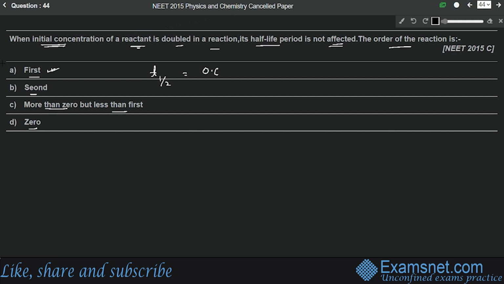to 0.693 upon K. That means the half life does not depend on the initial concentration. Half life is independent of the initial concentration of the reactant. Therefore, even if the initial concentration will be doubled in the reaction, its half life period will not be affected. Option A will be the correct answer.